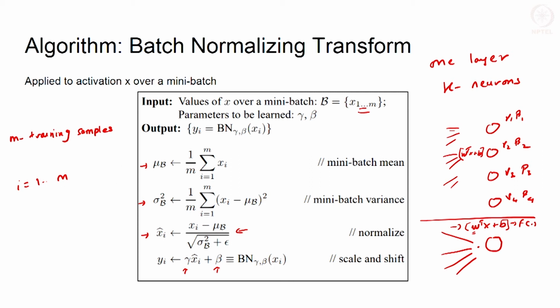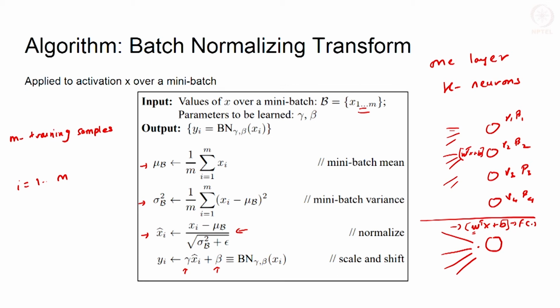Just to recap once again, for every neuron in a layer, if this is a fully connected neural network, an MLP, for every neuron in a particular layer, it gets inputs from the previous layer.